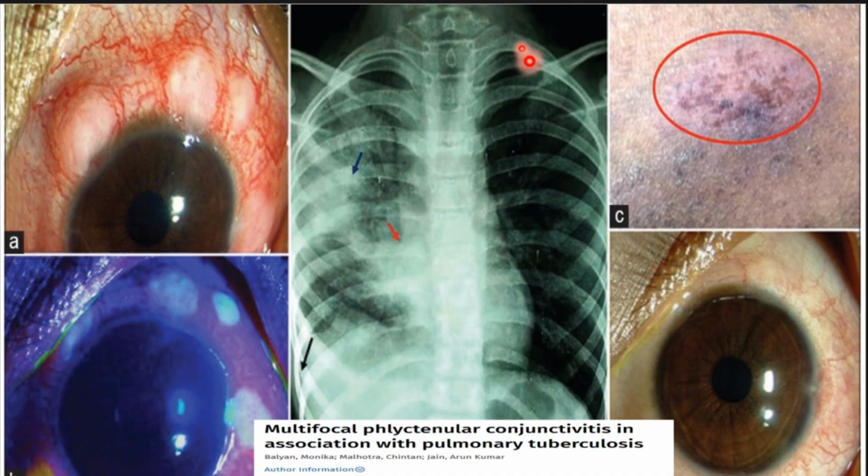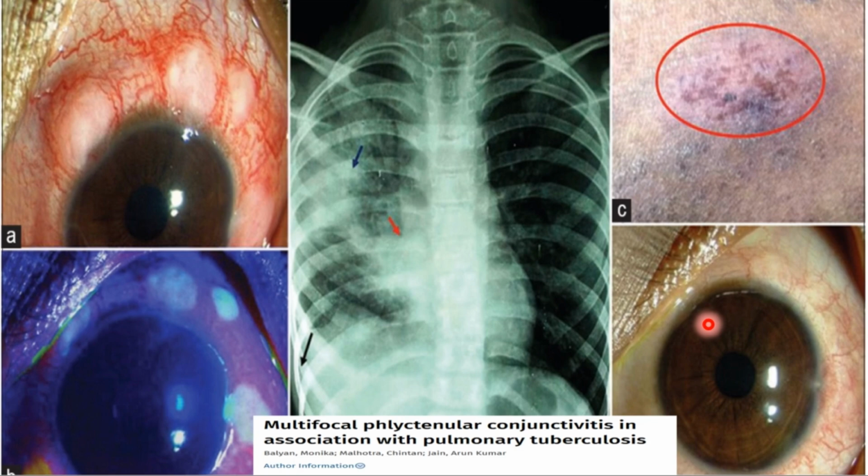That means this patient had pulmonary tuberculosis, and the bacteria which were present in the lung got disseminated into the blood, and through the blood reached the eye and sensitized the eye. And later on, because of this constant exposure to Mycobacterium tuberculosis, maybe endogenously in this case, the hypersensitivity was triggered, and that led to development of these phlyctens.